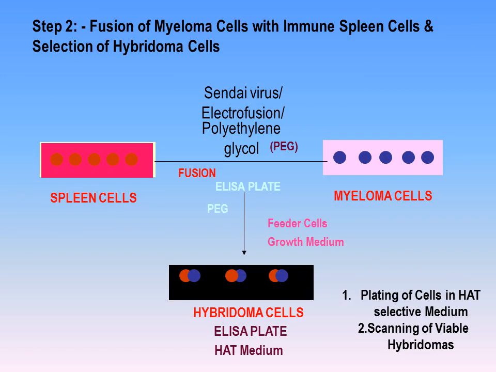Step 2. Fusion of myeloma cells with immune spleen cells and selection of hybridoma cells. Spleen cells obtained from the mice will be fused with the myeloma cells. Polyethylene glycol will act as the fusogen. The hybridoma cells, which are produced by the fusion, will be grown in a selective medium called HAT.